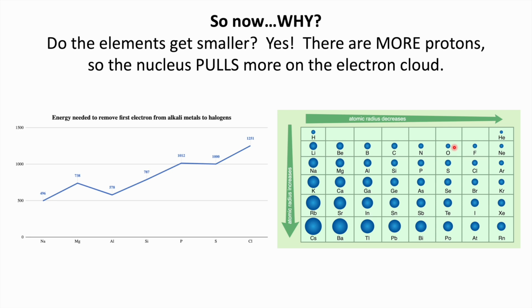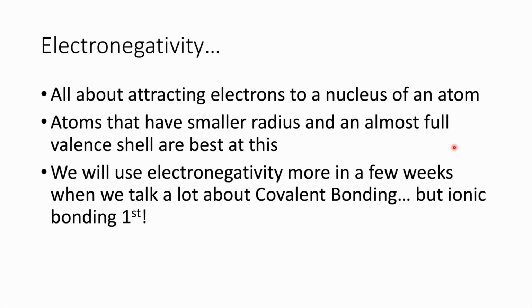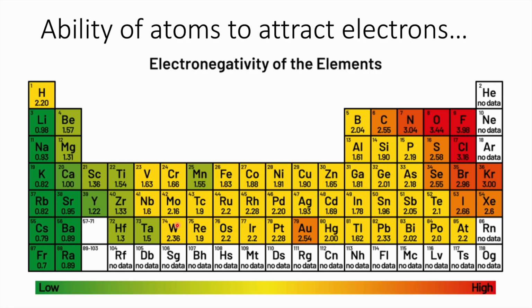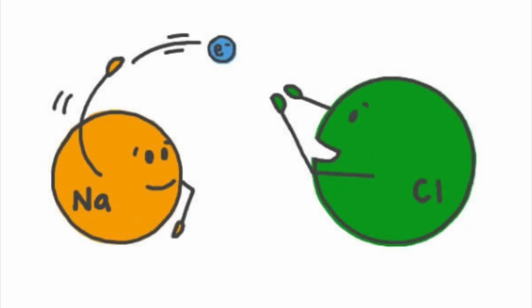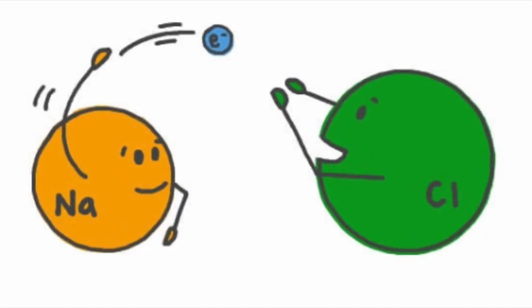So electronegativity is all about attracting electrons to the nucleus of an atom. Atoms that have a smaller radius and an almost full valence shell are best at this. This would be fluorine, chlorine, right? These want to attract electrons towards them. We're going to be using electronegativity more in a few weeks when we talk about covalent bonding, but we've got to talk about ionic bonding first.